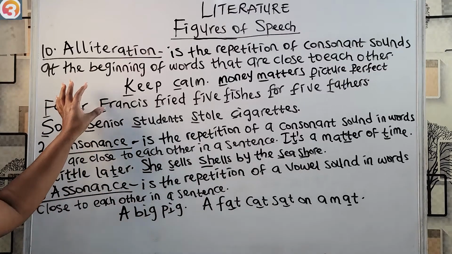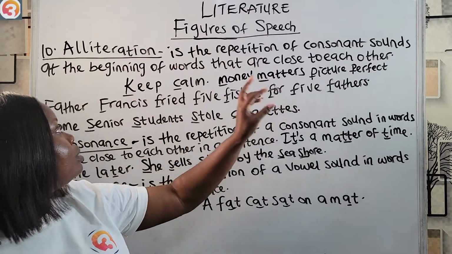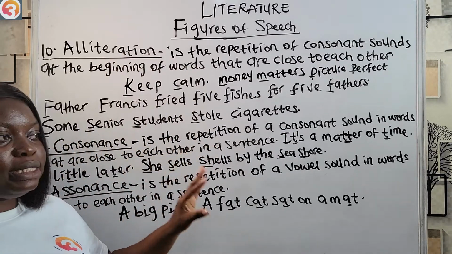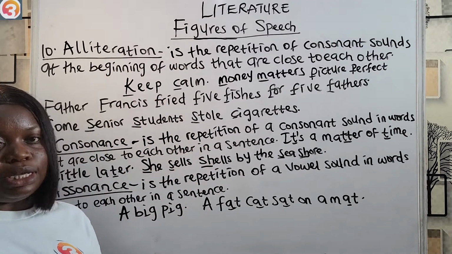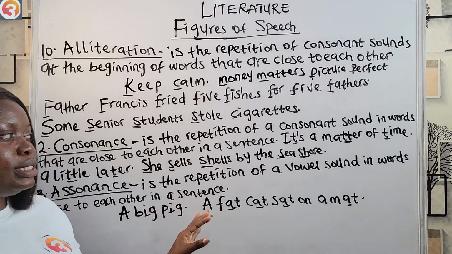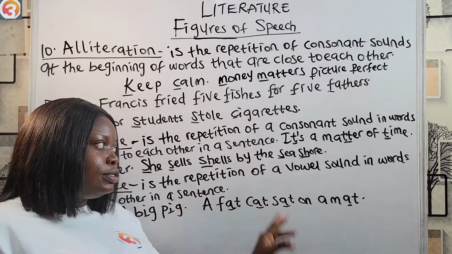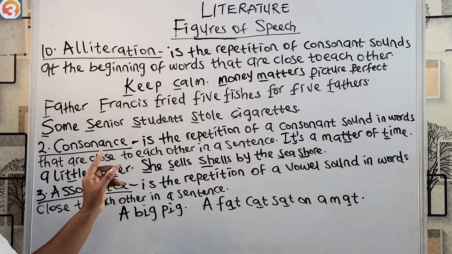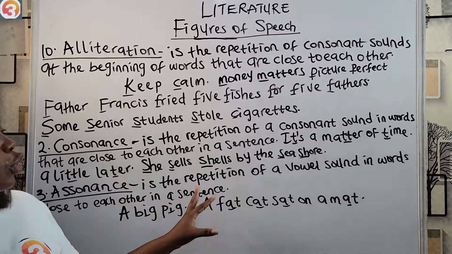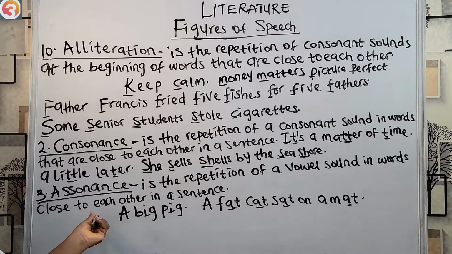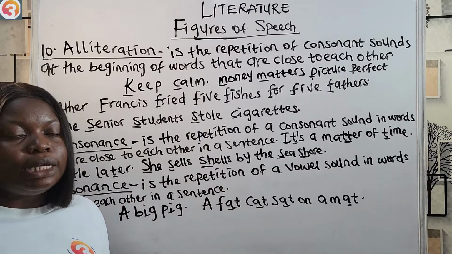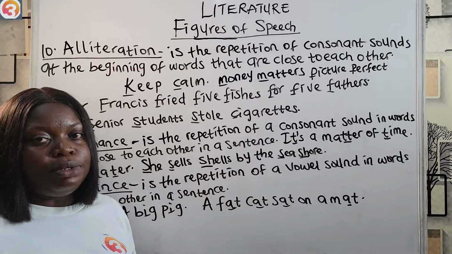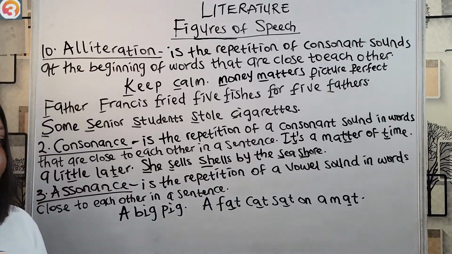So that's alliteration, repetition of consonant sounds at the beginning of words. Consonance is the repetition of consonant sound in words, as long as the words are close to each other and the consonant sound is repeated. Whether it's found in the beginning, at the end, or at the middle, it does not matter for consonance. Then assonance is the repetition of vowel sounds in words that are close to each other in sentences. Same thing for consonance. The vowel sound can be at the beginning, at the end, or at the middle.